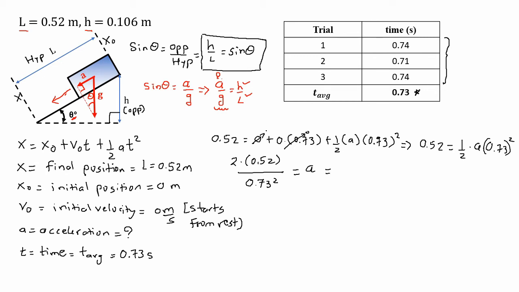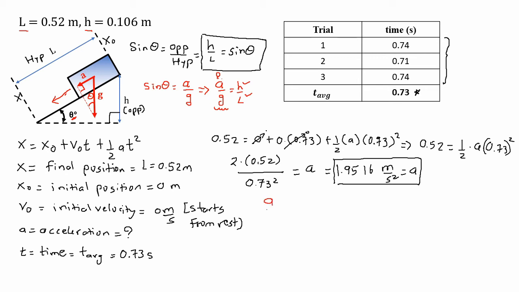Now if I plug this into my calculator, alright, so 1.9516, that is the acceleration of the car. So meters per second squared, this is A. Okay. So now that we have this number, we are going to plug it into the A, G, H, L relationship that we know. Okay, so let's do that.